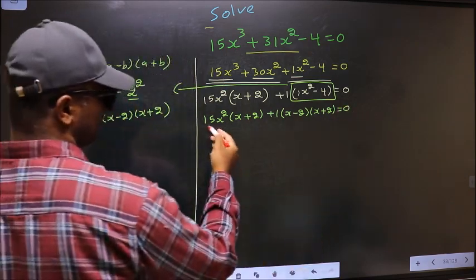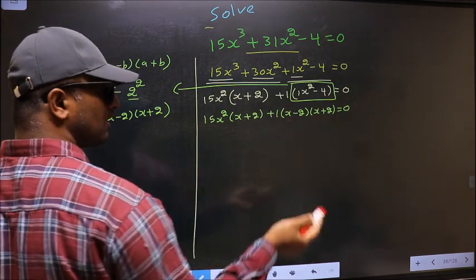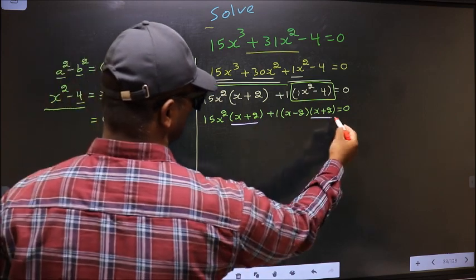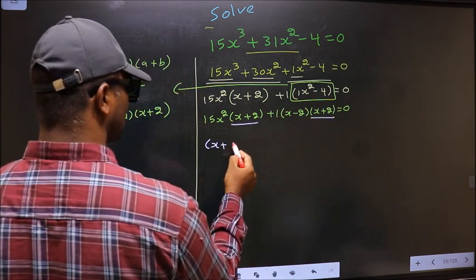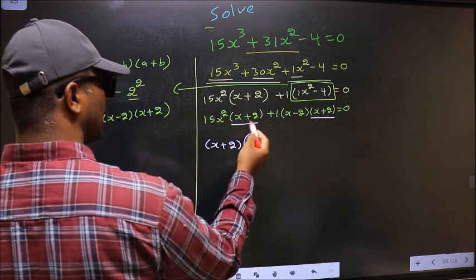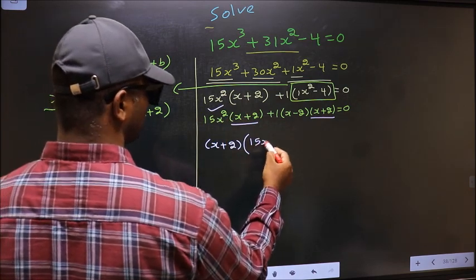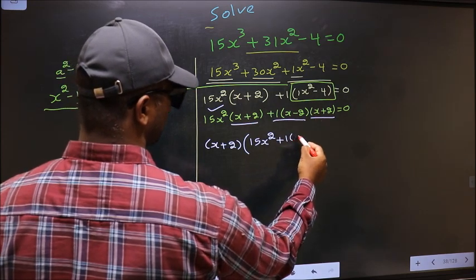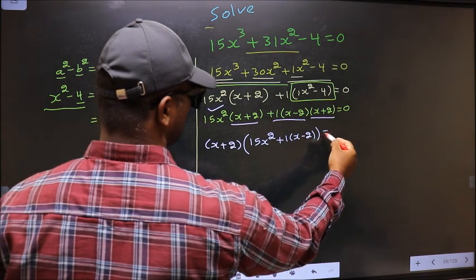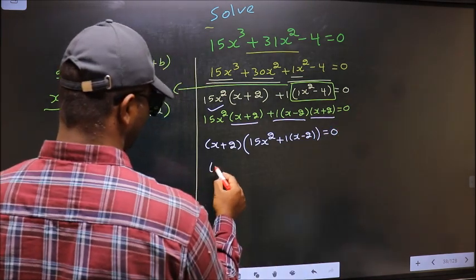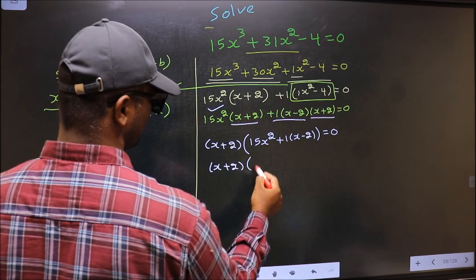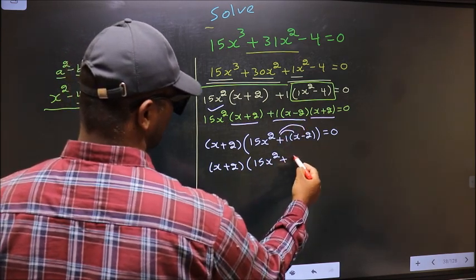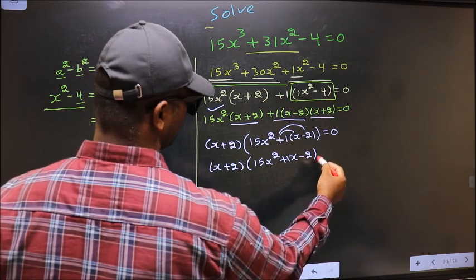Next, from this entire equation, what can be taken out common is x plus 2. So x plus 2 outside. Here we are left with 15x square. And over here we are left with these two, that is plus 1 times x minus 2 equal to 0. Now x plus 2 times 15x square, now we open up the brackets, we get plus 1x minus 2 equal to 0.